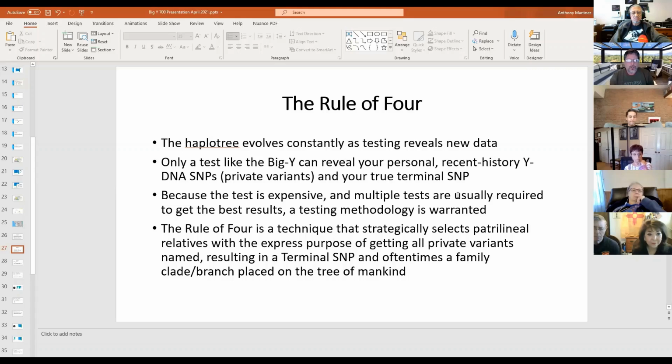So it requires a testing methodology so that you're spending as little money as possible and not wasting it. So the rule of 4 is a technique that strategically selects patrilineal relatives with the express purpose of getting all private variants named, resulting in a terminal SNP and oftentimes a family clade placed on the tree.